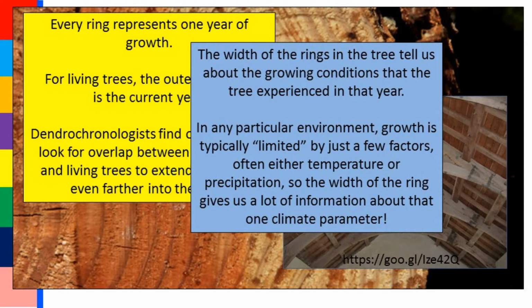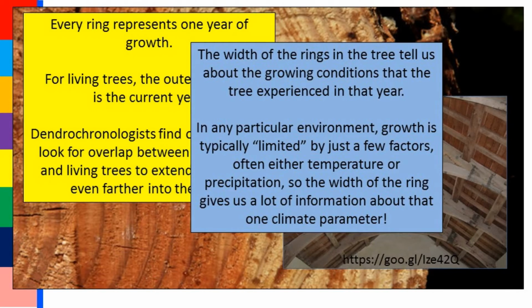Now, it's generally understood, as one of those popular science things, that the width of the rings of the trees tells you something about the growing conditions the tree experienced in that given year. That can be a number of different things, but in any particular environment, it's typically the case that the growth of a particular species of tree is limited by a relatively small number of factors. Often it's just the temperature, or just the moisture. Either there's plenty of moisture and what limits the growth is the temperature, or it's plenty warm and what limits the growth is the precipitation.